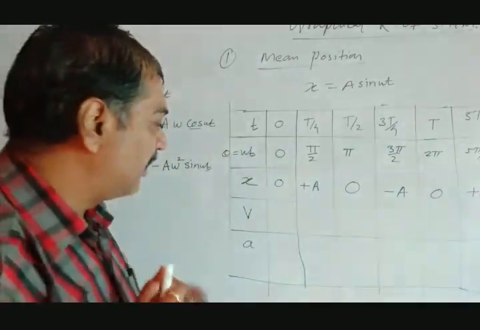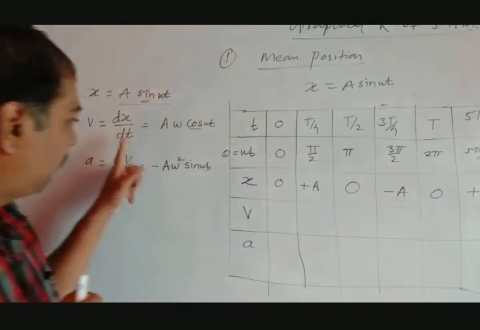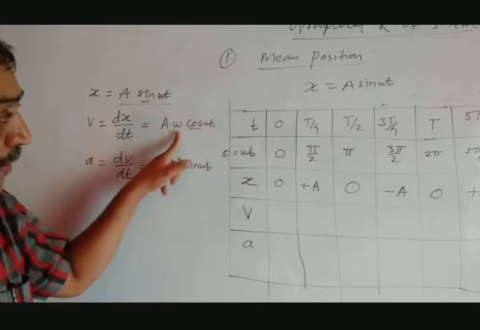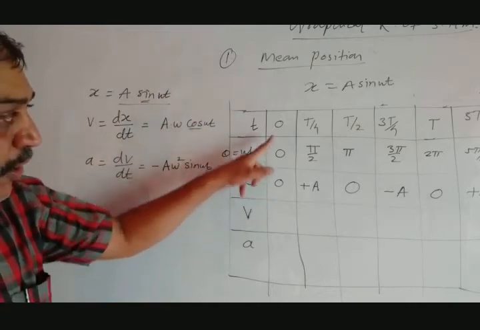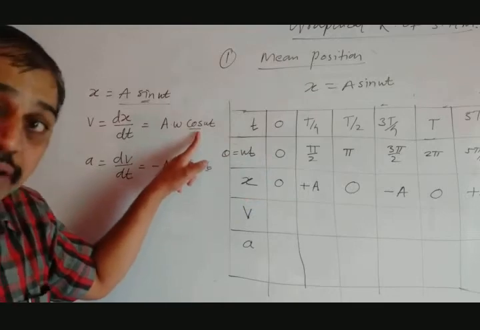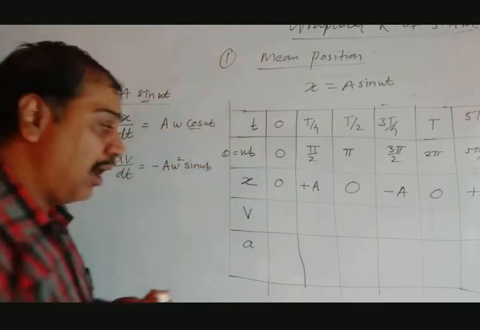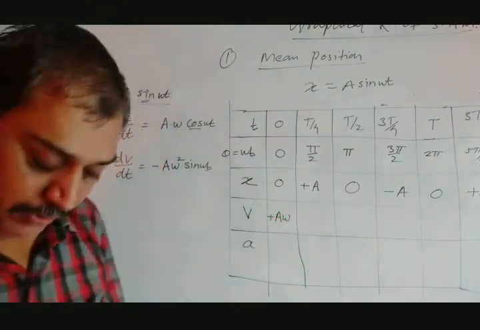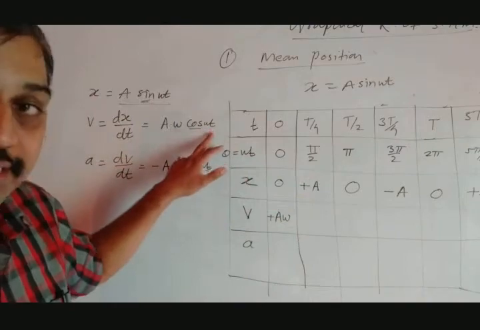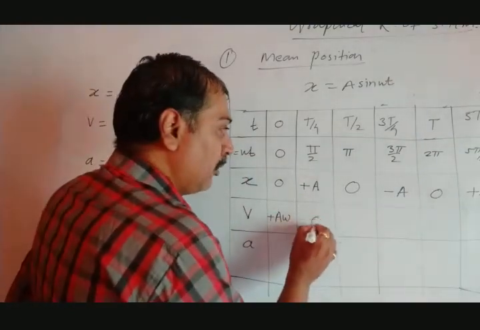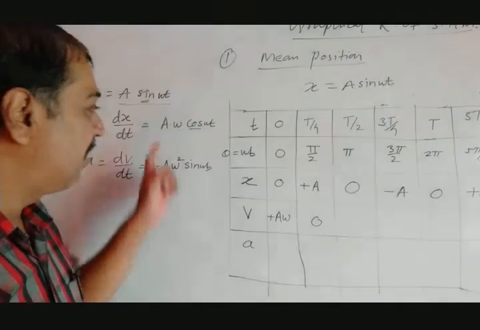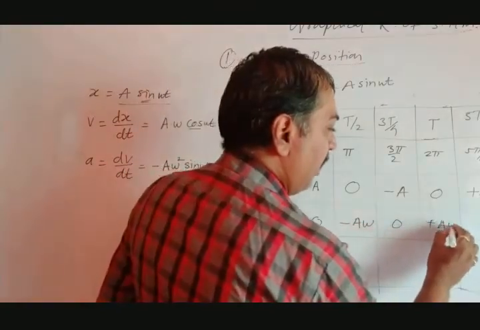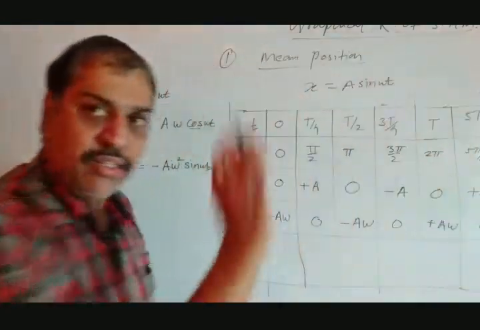Similarly, put the value of this omega t in the equation of velocity, a omega cos omega t. Cos 0 is what? Omega t is 0. Cos 0 is 1. So it is a omega. So here it is plus a omega. Cos of 90 is what? 0 into anything is 0. Cos of pi is what? Minus 1. So minus a omega. Repeat it now. 0, plus a omega, 0, minus a omega, and so on.